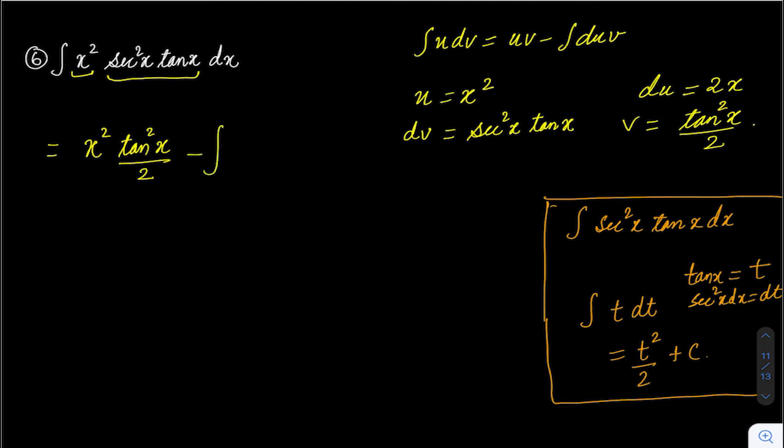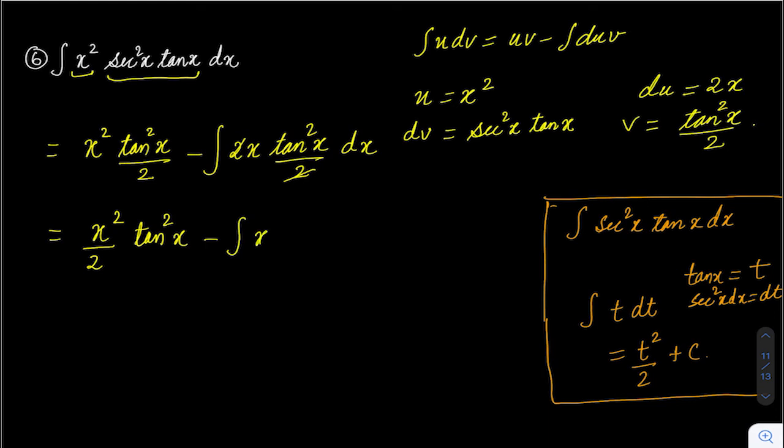Minus integration of du into v. So du is 2x into tan square x over 2 dx. Okay, so I can cancel this 2. So I am finally getting x square over 2 tan square x minus integration of x tan square x dx.